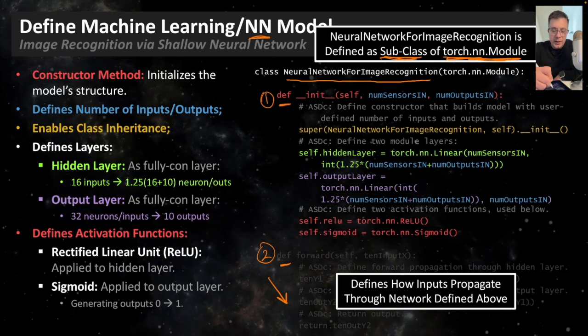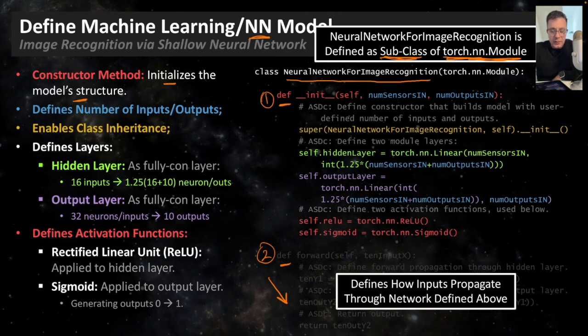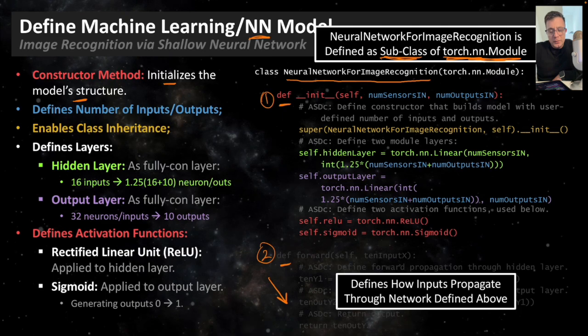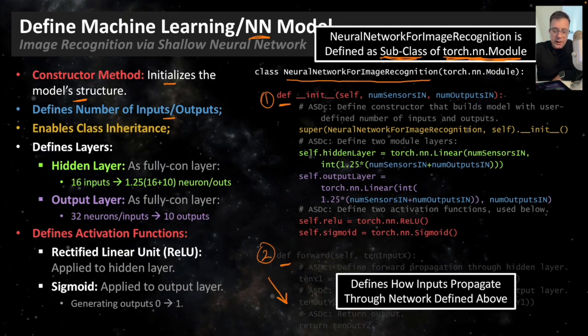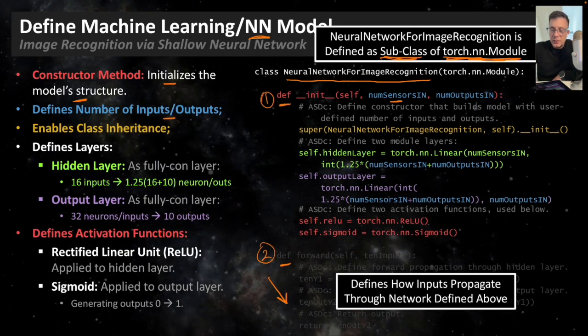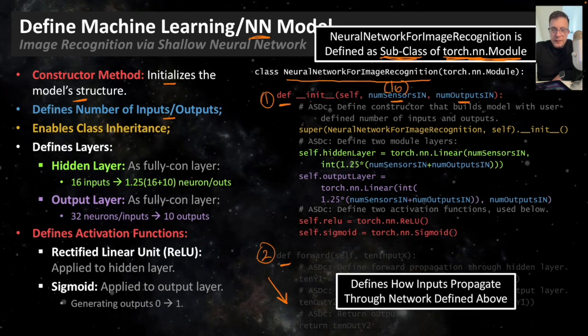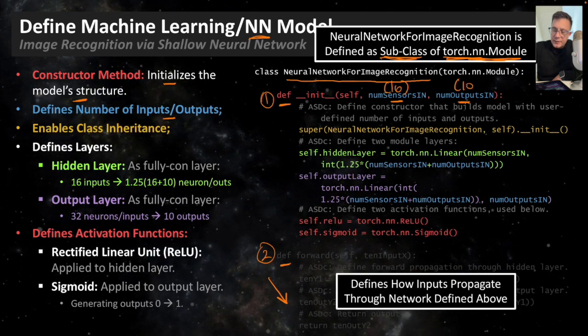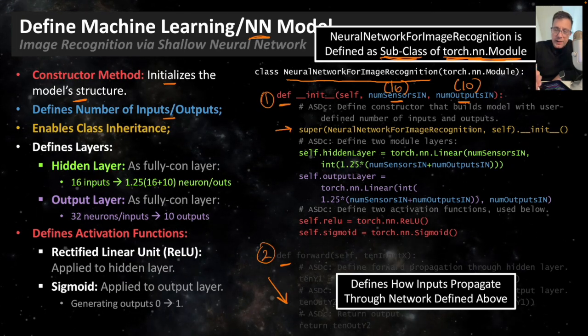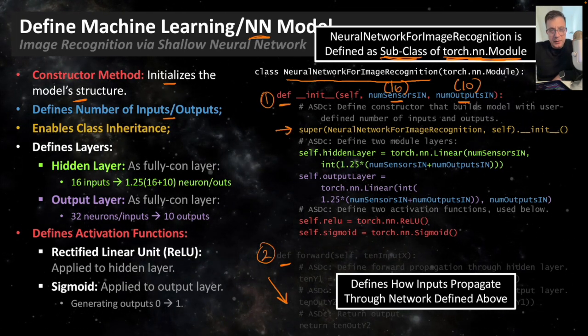Now, the constructor method obviously will initialize the model's structure. It allows us to perform several tasks. One is to define the number of inputs and outputs. So here we define the number of inputs. Here we define the number of outputs. We could define this as 16, define this as 10. We use the command highlighted in yellow in order to enable class inheritance.